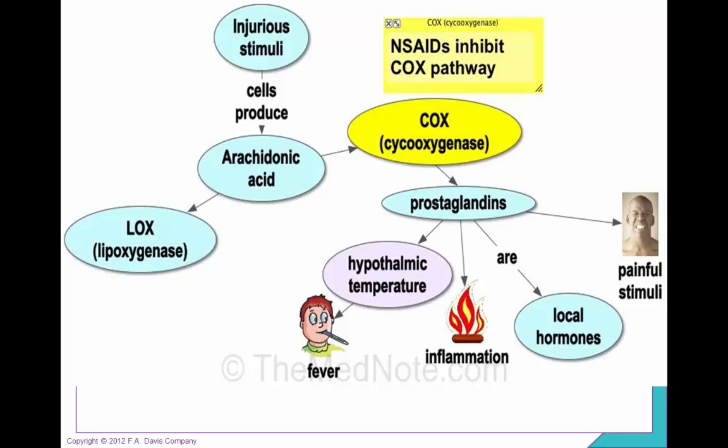COX-1 constitutes prostanoid under basal conditions. COX-2 is inducible and upregulated during inflammation. Smooth muscle cells in blood vessels produce prostaglandin, and prostaglandin generally acts as a vasodilator. Vascular endothelium produces prostaglandin. There's also thromboxane A2 that is released by leukocytes. So cyclooxygenase will produce prostaglandin, which will control temperature, control inflammation, control pain, and there's lipoxygenase that also controls the possibility of bronchospasm. So NSAIDs will inhibit the COX pathway.